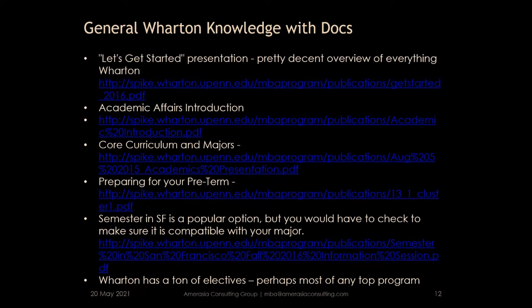So again, here's a link to some of these Let's Get Started presentations. You can see that some of these documents are a little older, but that's why I always try to Google to find the most recent one. These are the most recent ones that I could find. Your Google foo may be better than mine. So: academic affairs introduction, core curriculum, majors, all this stuff. This is a different set of documents. Whenever you find one, don't think that is the holy grail of documents, even though I told you the MBA resource guide pretty much is. Always go back and corroborate through another PDF, document, or web page on the website.